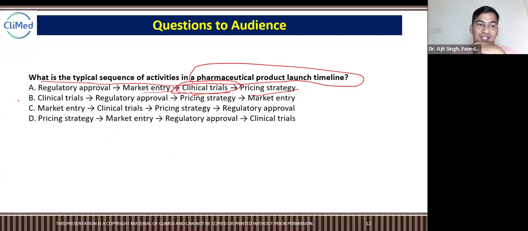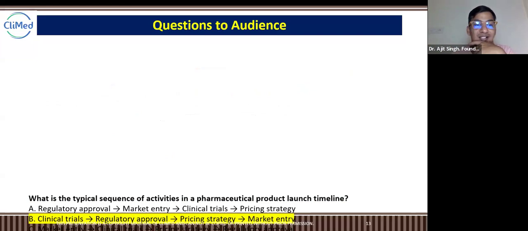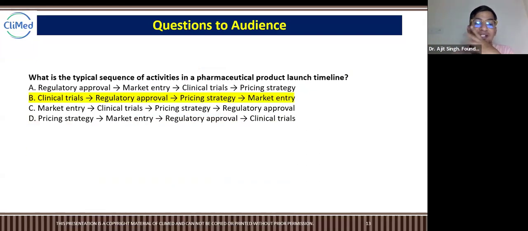Okay, so B is the correct answer. Exactly. First clinical trials, then regulatory approvals, then finalizing the pricing strategy, and then market entry. Okay, let's see what's the correct answer. The correct answer is clinical trials, regulatory approval, pricing strategy, and then market entry. Absolutely. Now you guys have been pro, okay, of marketing also, right?